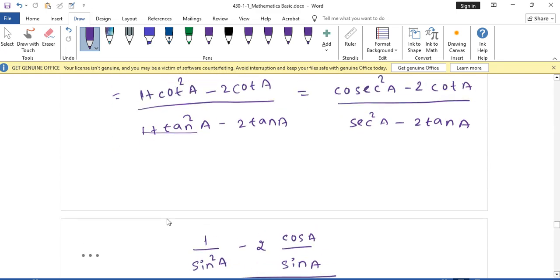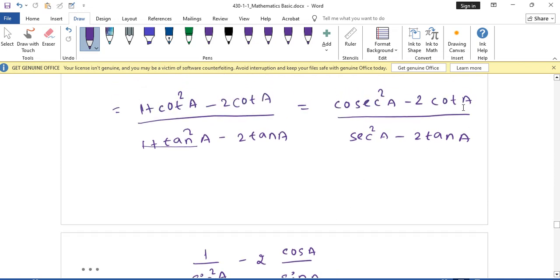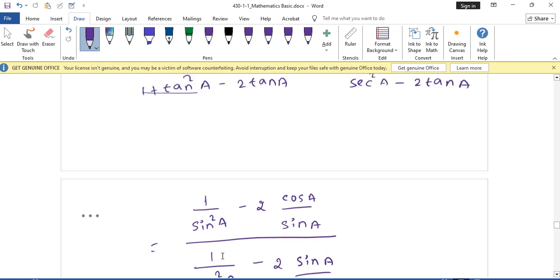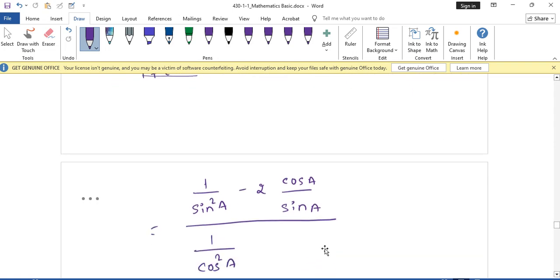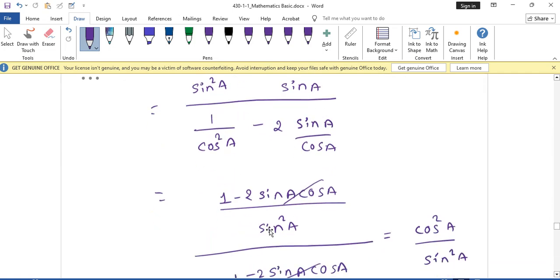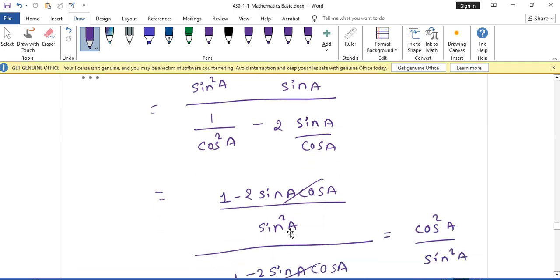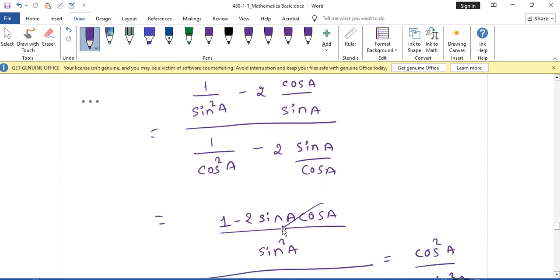Now here cosecant square A we write as 1 by sin square A minus 2 cot A we write as cos A by sin A. Here secant square A as 1 by cos square A minus 2 tan A as sin A by cos A. Here take the LCM: sin square A is the common LCM and here 1 minus 2. Here already sin A is there. Sin A gets cancelled. Sin A into cos A becomes cos A by sin square A.